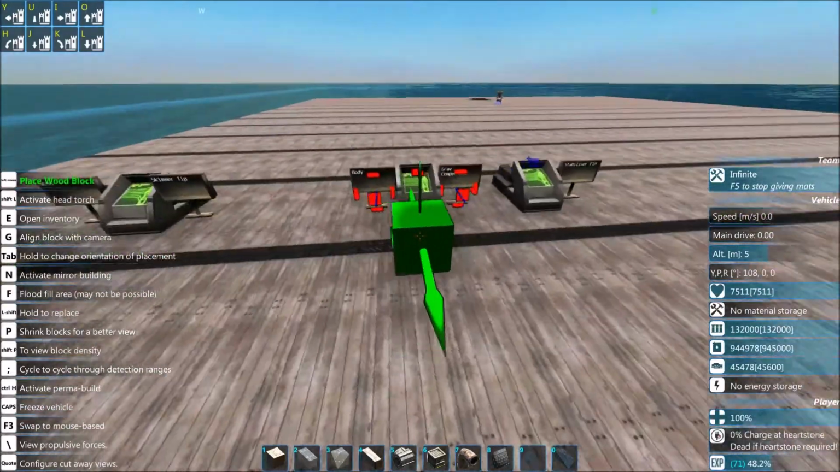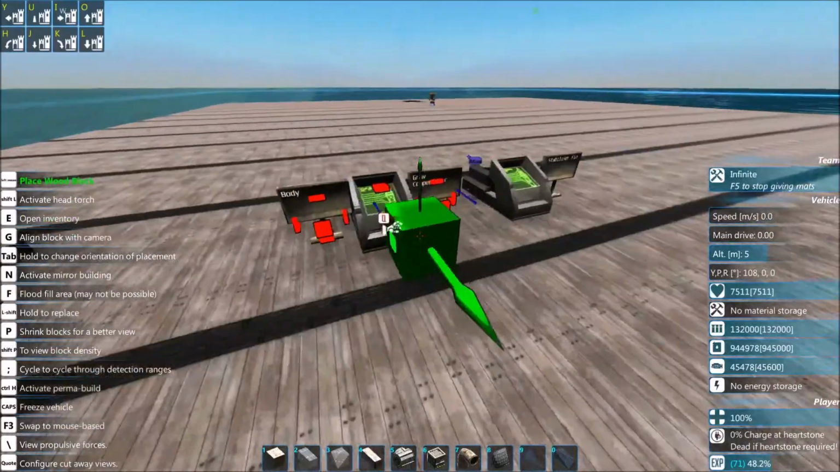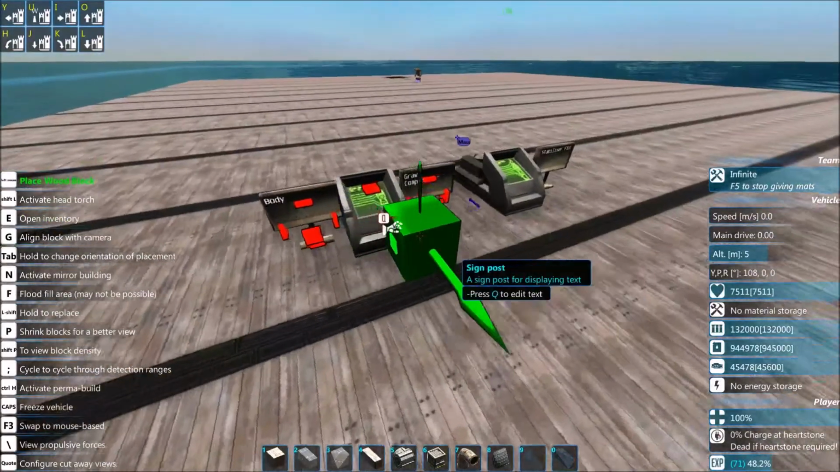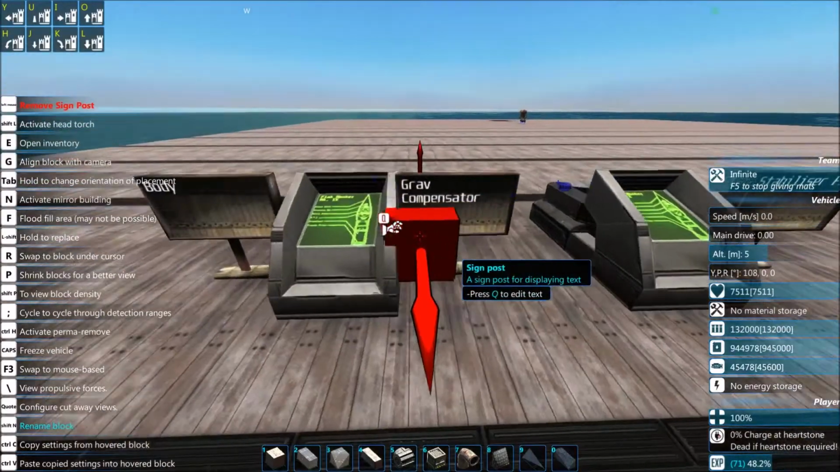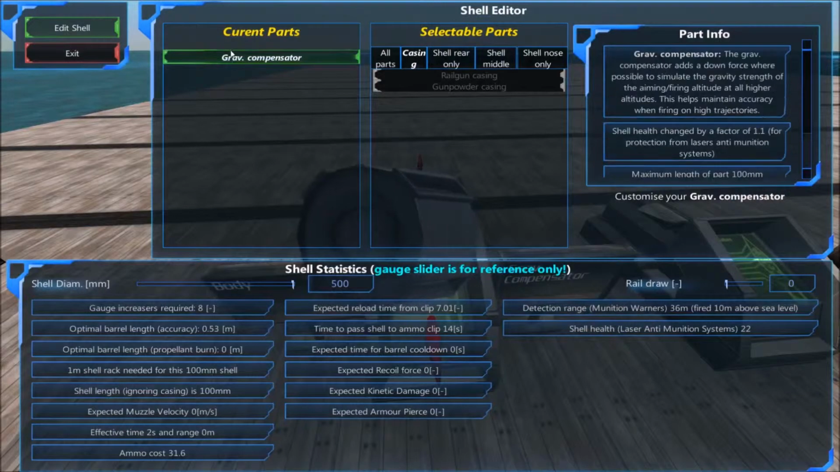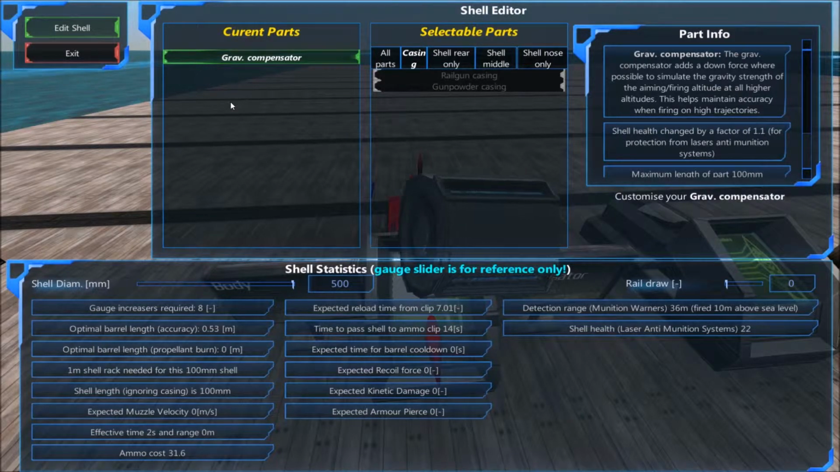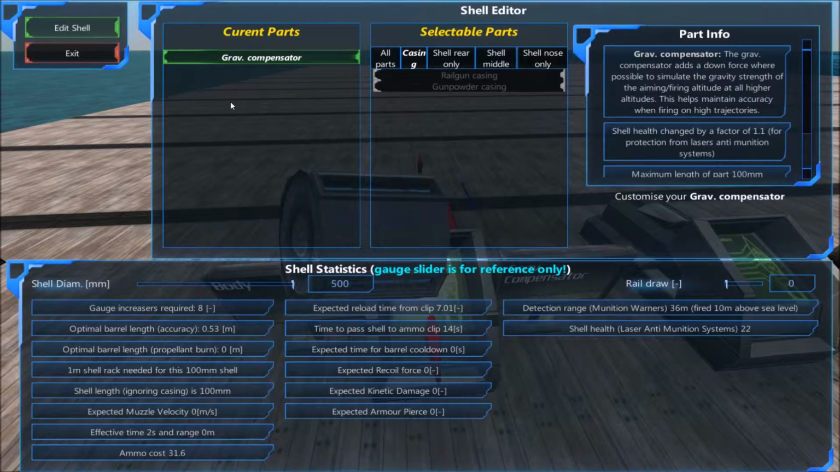Right, these final 2 pieces are both body parts, so they go on the main section of your shell. Starting off with this one here, we've got the grav compensator, or gravity compensator. What the gravity compensator does is, if you have a shell without one and you fire it, your shell will arc over to the enemy. So you're firing your shell at the opponent, and it's going to go over some sort of arc to get to the enemy.